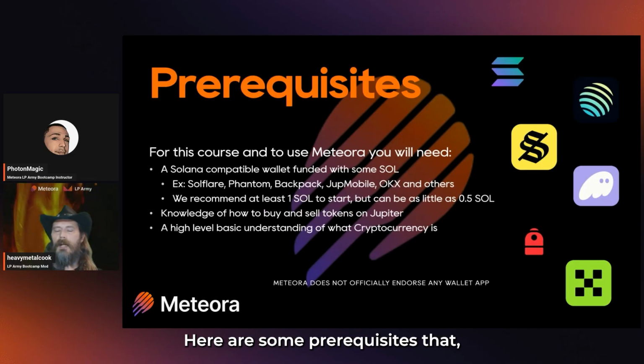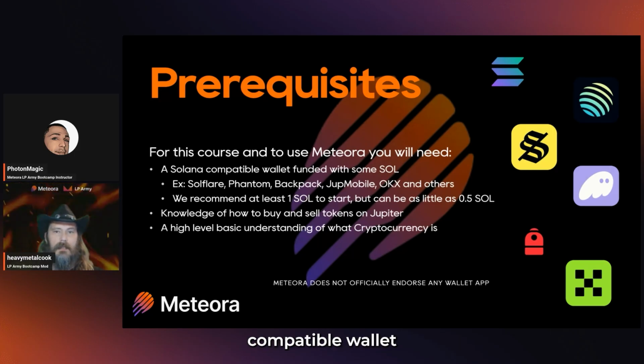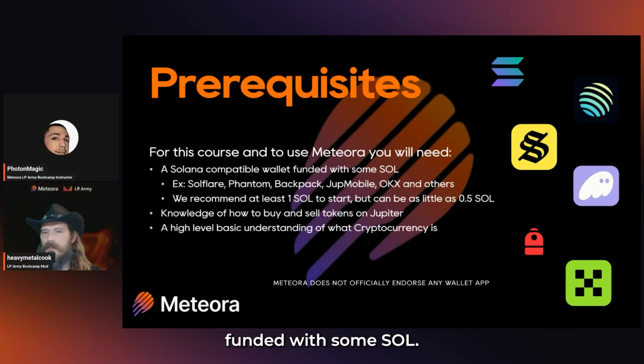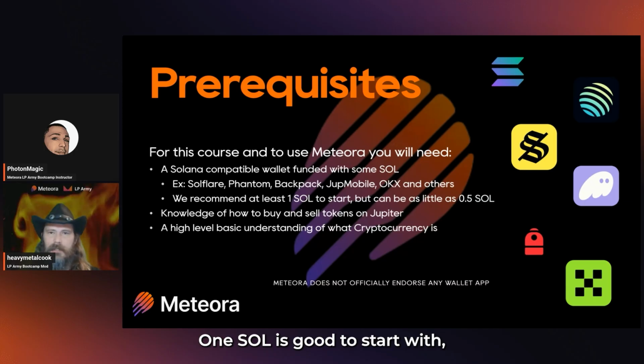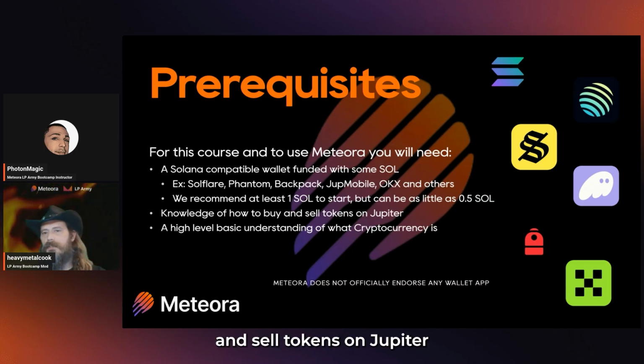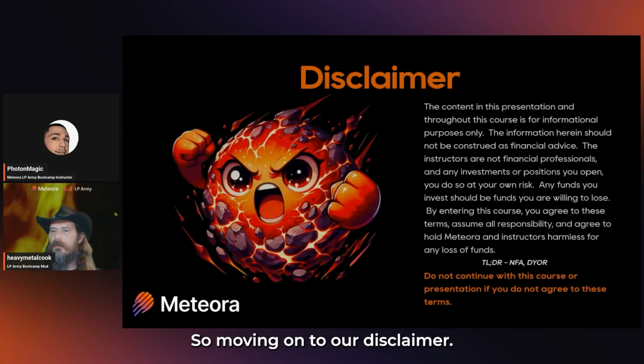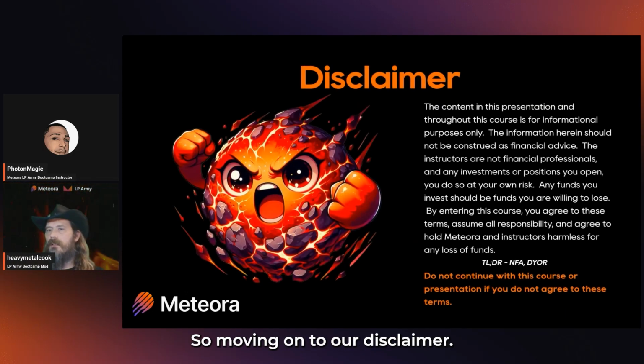Here are some prerequisites that you should already have: a Solana compatible wallet funded with some SOL. One SOL is good to start with, but you can do less if you need to. You should already know how to buy and sell tokens on Jupiter and have a high level understanding of what cryptocurrency is. So moving on to our disclaimer.